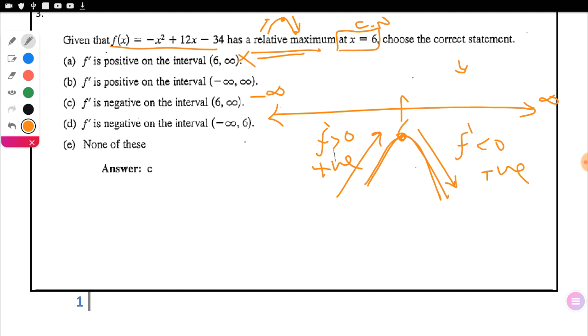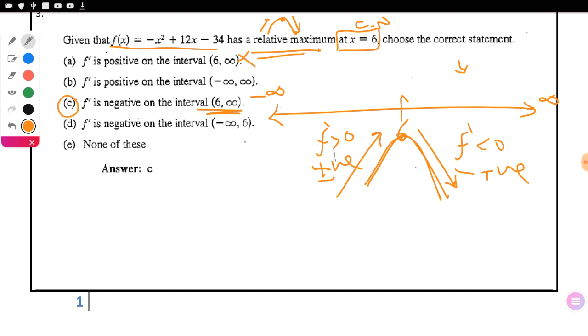The first derivative on the interval negative infinity to infinity is positive. No, it's wrong, because sometimes it is positive, sometimes it is what? Negative. The first derivative is negative on the interval 6 to infinity. 6 to infinity is what? Negative. This one, that is our choice, is what? Part C. I hope you understand.